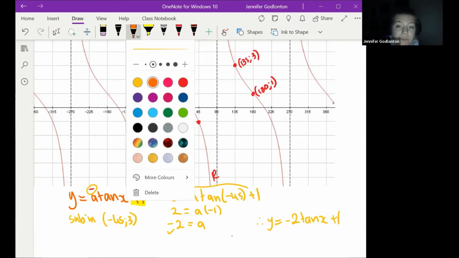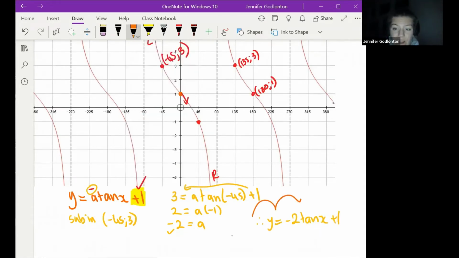I would love to know who landed up getting 100% for that. Who got the negative 2 and the plus 1? Yes! Nice! Well done, everybody. Well done.